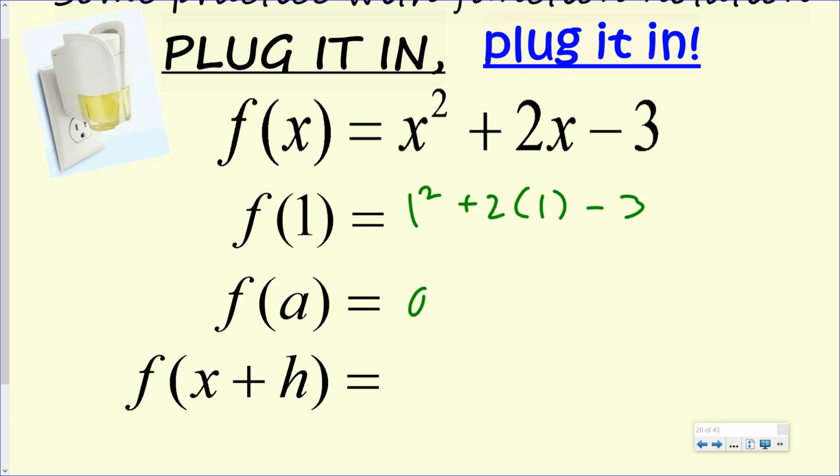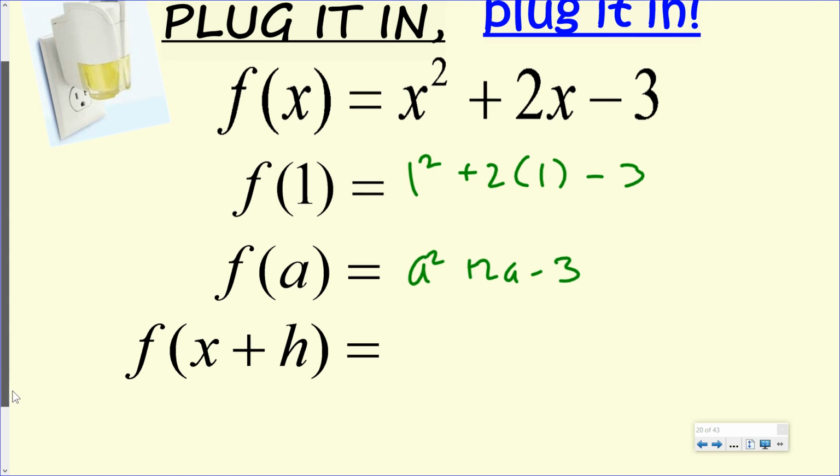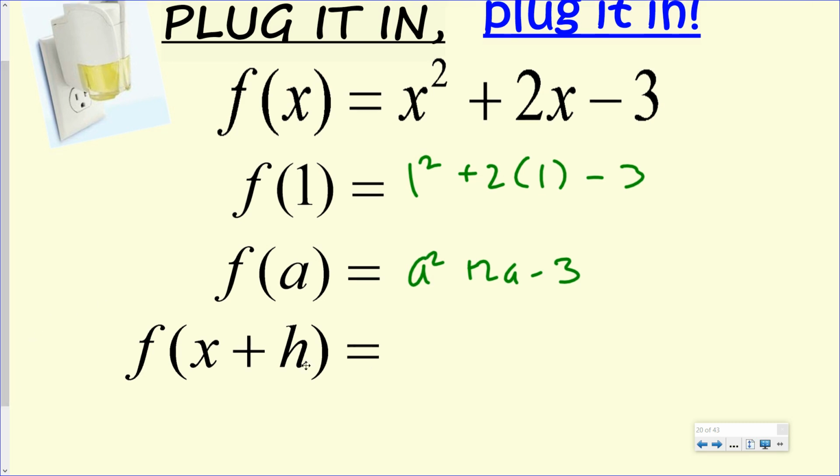Then everywhere there's an x, you would put a. Okay, that's pretty easy. What if I said, no, this time find f of x plus h? What would you do? x plus h squared plus 2 times x plus h minus 3. You agree? So all it means is everywhere there's an x, you're going to plug in x plus h.